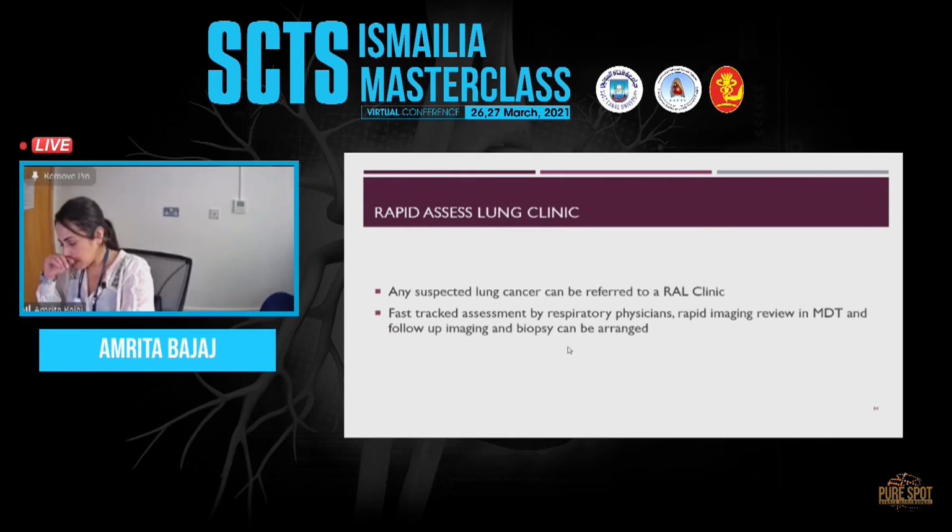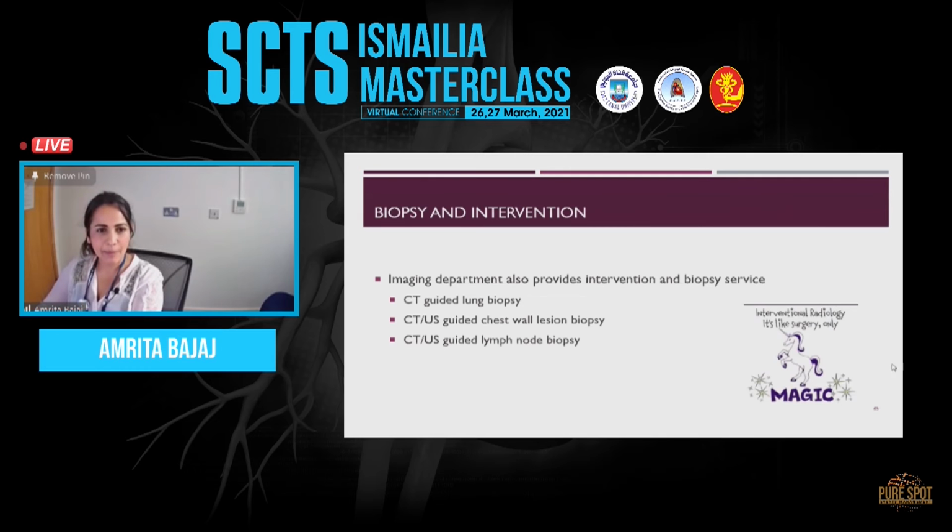That brings up something local, which is a rapid access lung clinic. It is very local to Glenfield, where after you've picked up lesions incidentally, or on a chest x-ray, and you've done a CT, you discuss it with the surgeons, the physicians, and the lung cancer nurses, and then fast track it so that before the MDT, you've got most of the things already in place.